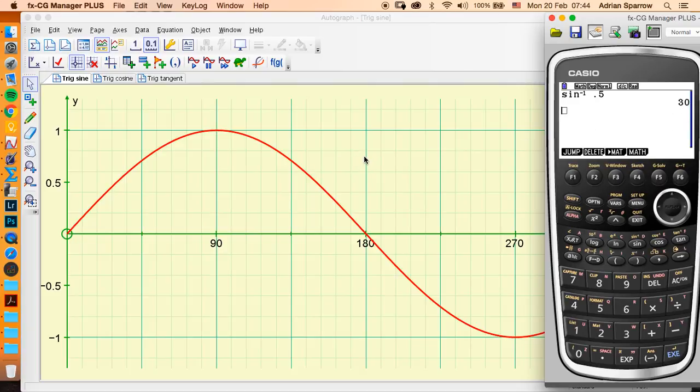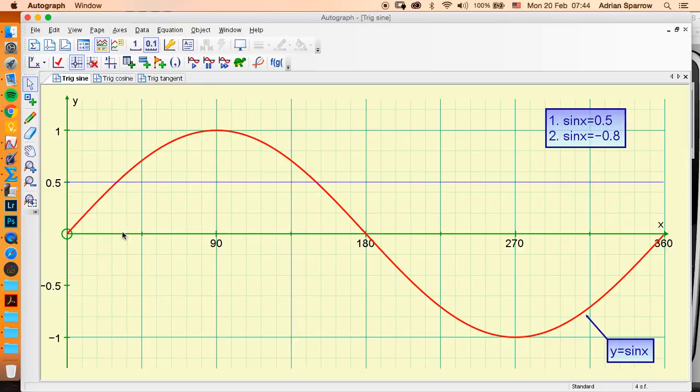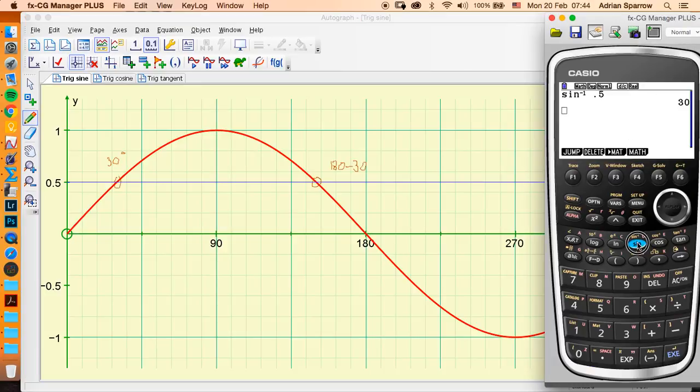Now I'm going to graph it. So I'm going to actually type in the equation y equals 0.5, and this value here is 30 degrees. But if I trace across, there's another value which is right here, and this one is 180 take away 30. So even though my calculator doesn't give me that value, I can actually work it out. It's 180 minus 30, which is 150. Now if I actually go sine 150, I'll show you that I get the answer 0.5 or a half.